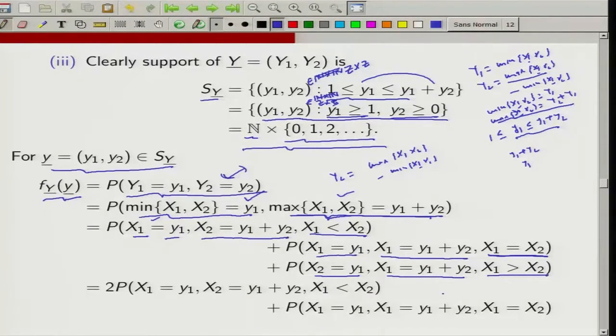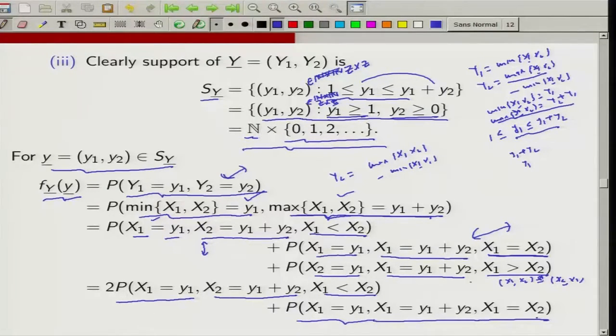Now, again, I use the fact that (x1, x2) has the same distribution as (x2, x1). Then the last term turns out to be the same as the first term, as it happened in the earlier assertions. So, this turns out to be 2 times the probability that x1 is equal to y1, x2 is equal to y1 plus y2, x1 less than x2, plus the probability that x1 is equal to y1, x1 is equal to y1 plus y2, and x1 is equal to x2.